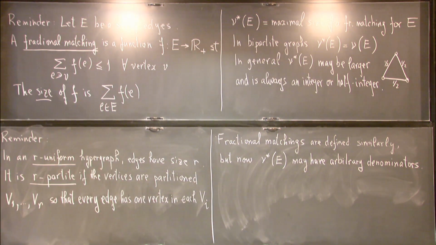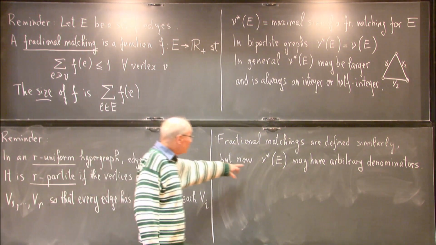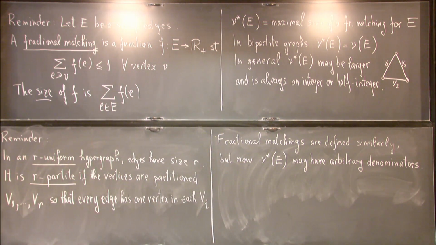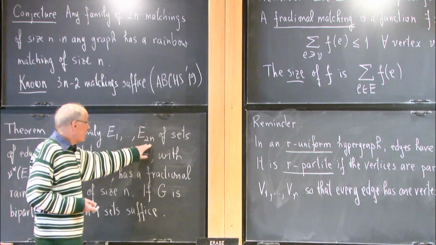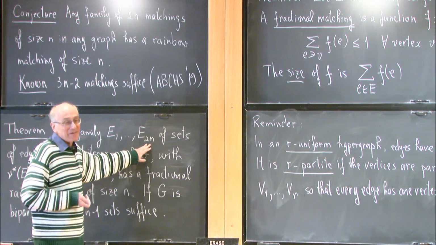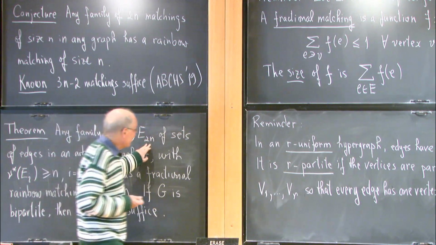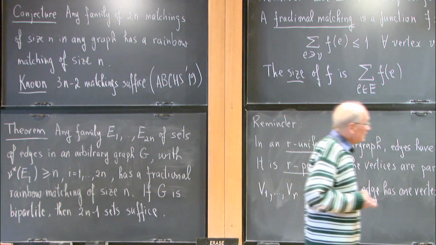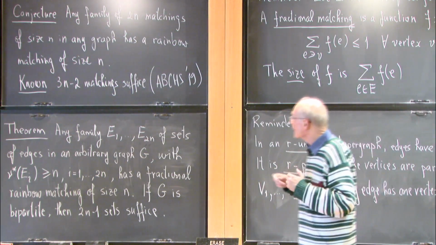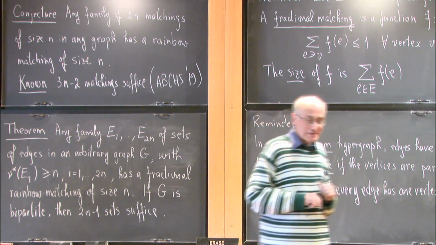So I mention this because you see here n could be an integer or a half integer. These are the only relevant cases. And 2n is an integer even if n is a half integer. But in the theorem that I will formulate now, this is no longer the case, so we have to round it up.